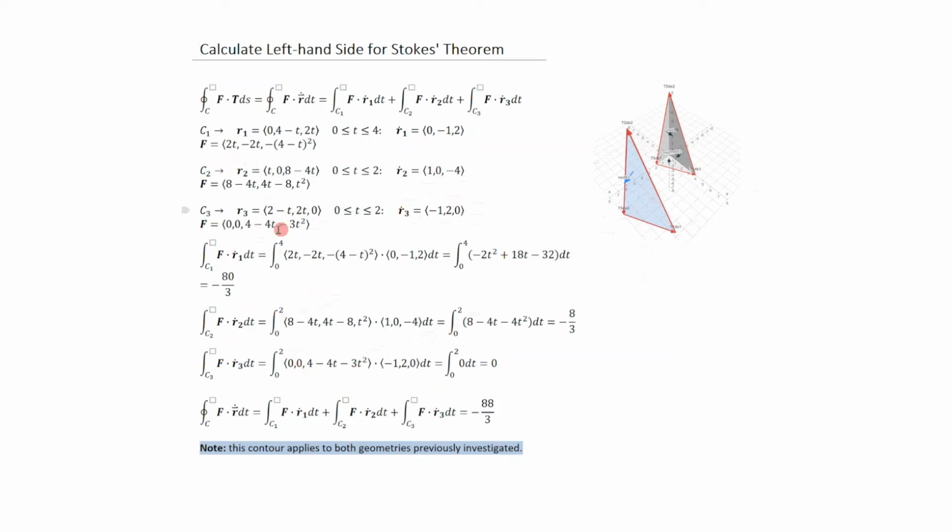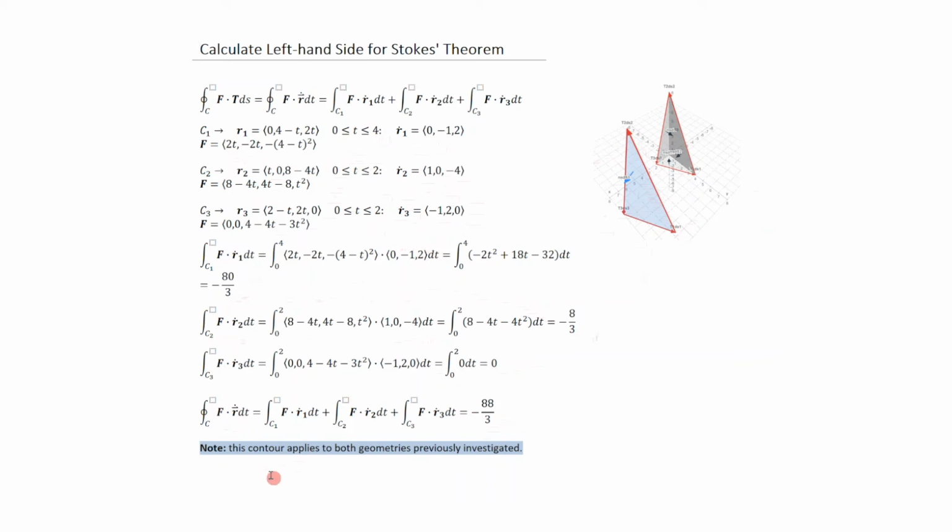And so we have three contributions: F dot r1 dot dt, F dot r2 dot dt, F dot r3 dot dt. All I've done here is to take the bounds, which are given, the F vector, which is given, and the r dot dt vector, which is given, and compute. For this term, we get a contribution of minus 80 over 3. For this, we get a contribution of minus 8 over 3. And for this term, we get a contribution of 0. If we add them together, we get minus 88 over 3. Again, the same result. Okay?